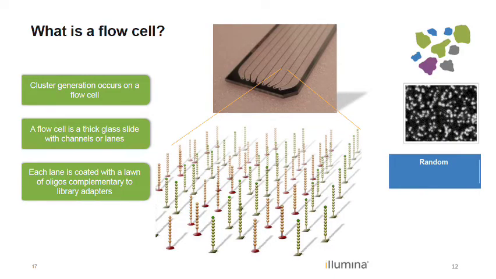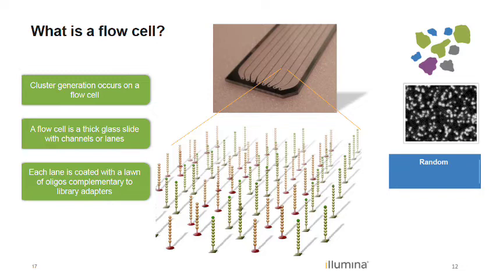After the library has been prepared and assessed for quality and quantity, the next step is cluster generation. The library is alkaline denatured into single strands, neutralized, and applied to a flow cell. The flow cell is a glass slide with multiple lanes. There is an image of a flow cell on this slide.